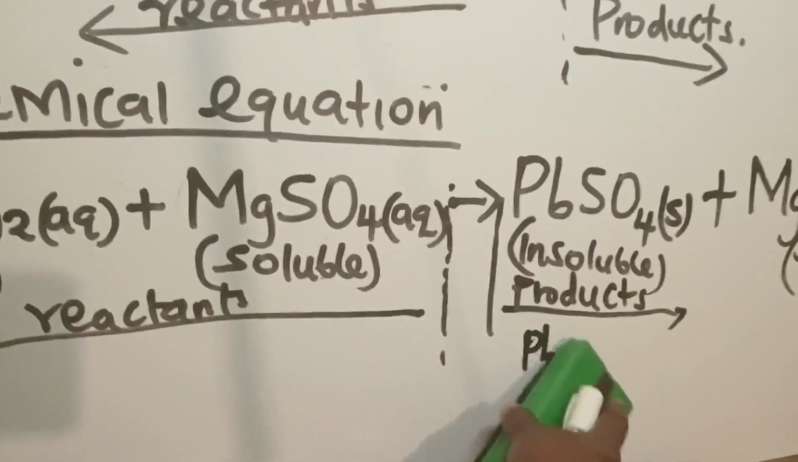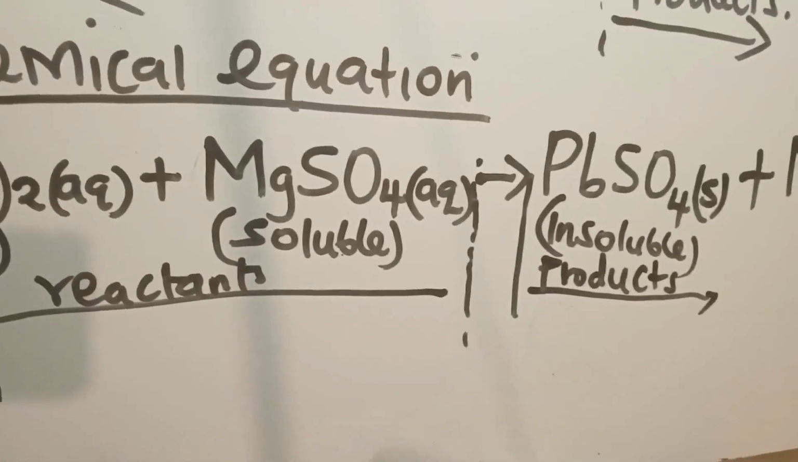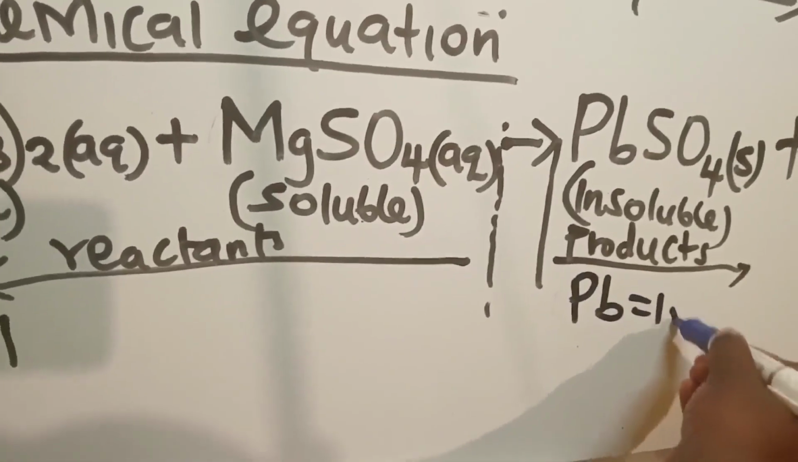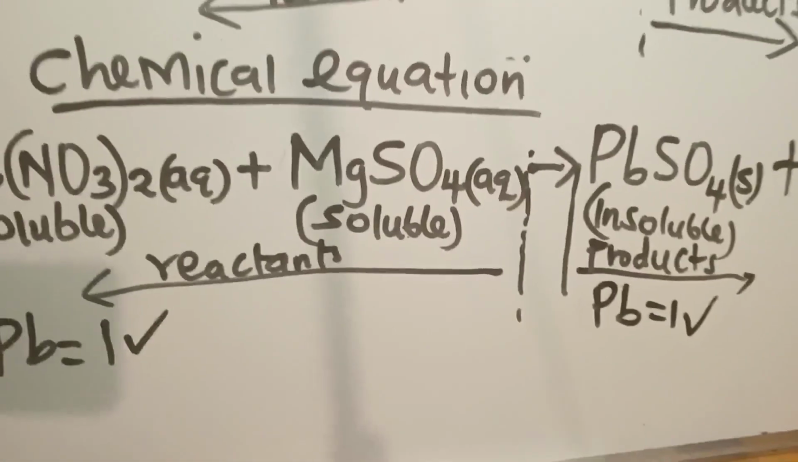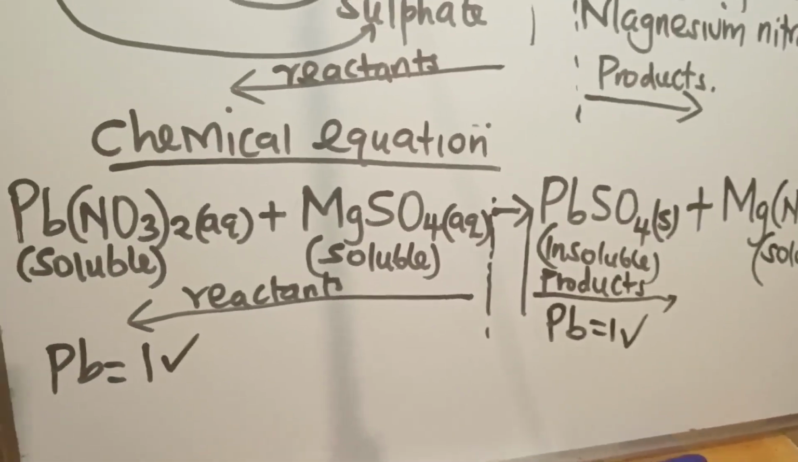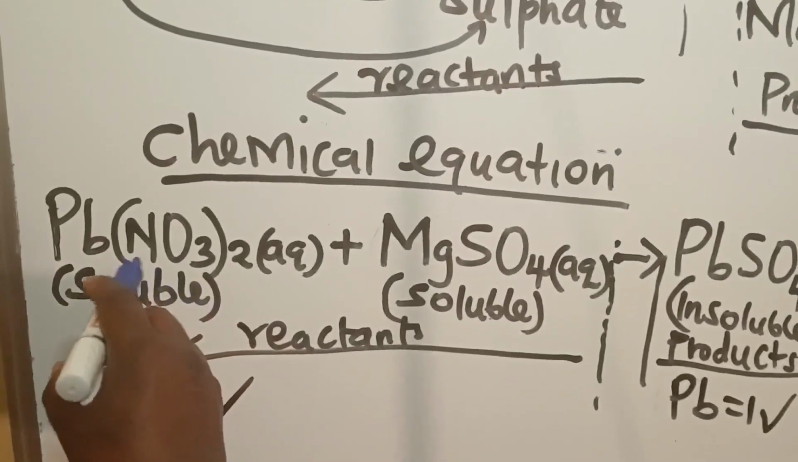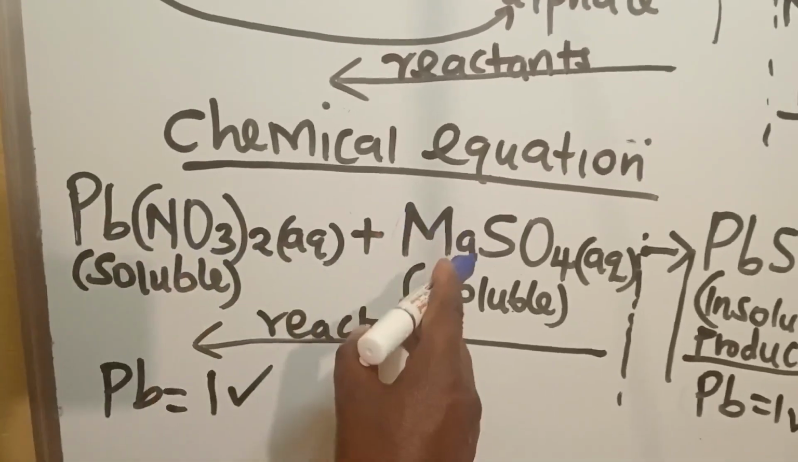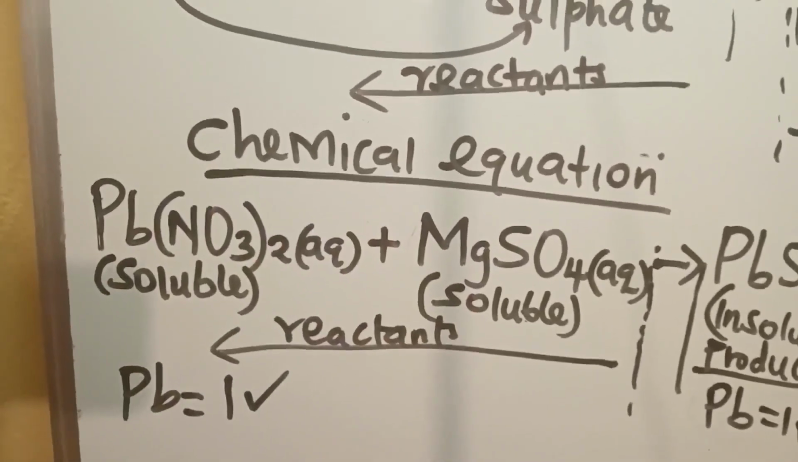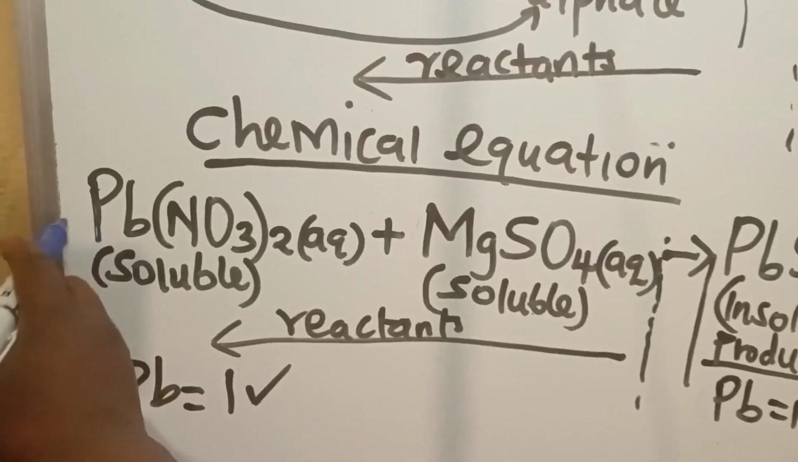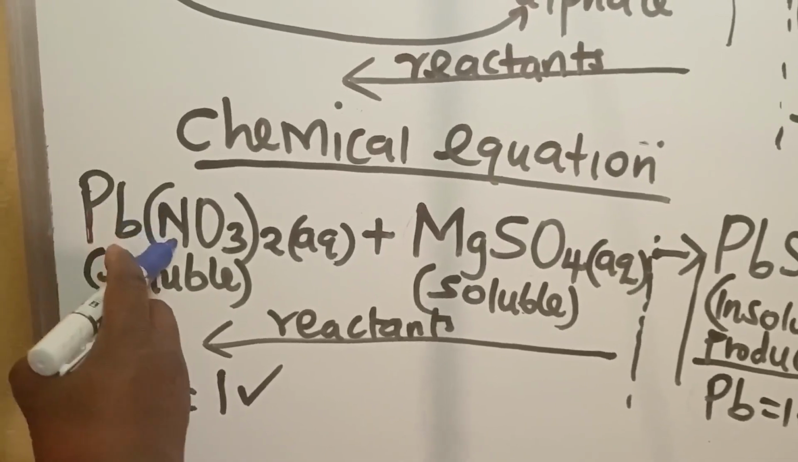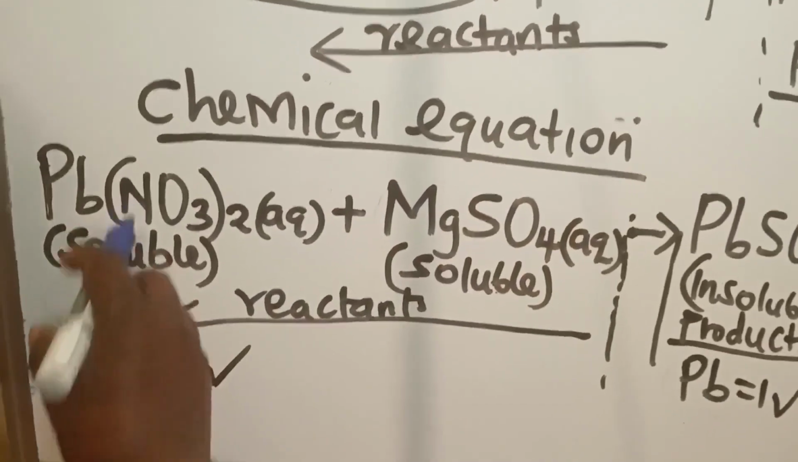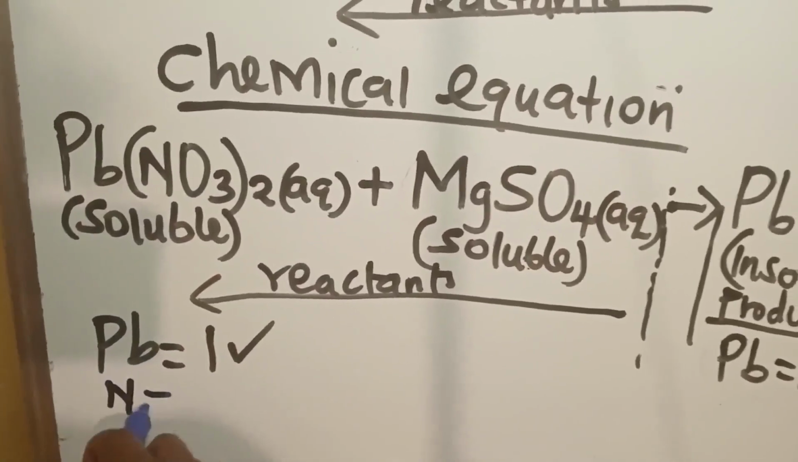So let us write the formula. We are not supposed to have the letters very close, so lead is 1. So we put a tick to say that we have already balanced that element. We go to nitrogen. I like it when we follow the order. We don't jump from lead, then we go to magnesium, we might forget some of them. So we begin from the very left side. We start with the lead, then go to nitrogen, go to oxygen, go to magnesium, like that. So to be orderly.